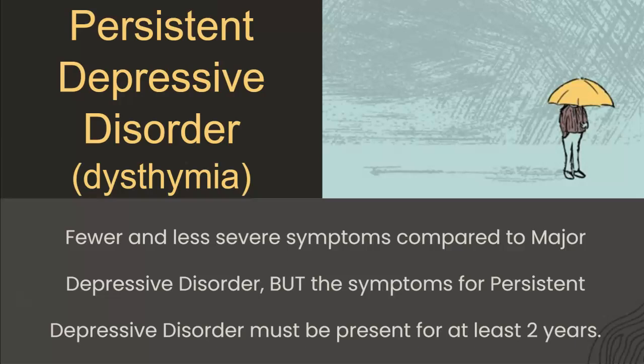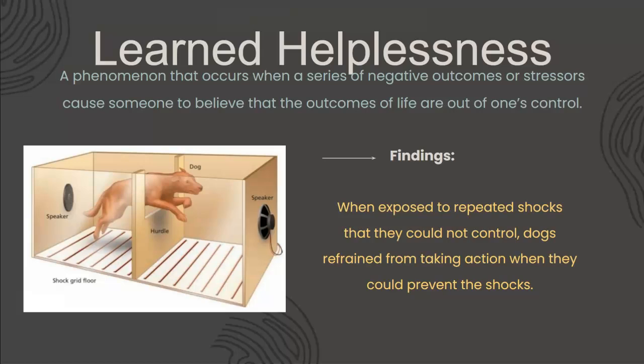Persistent depressive disorder, also called dysthymia, is like depression, but it's a little bit milder and it's over a longer period of time. So often somebody who's dysthymic is functioning better, but they're feeling generally the symptoms of depression over a long time, at least 2 years. So with persistent depressive disorder, the feelings of depression are persistent.